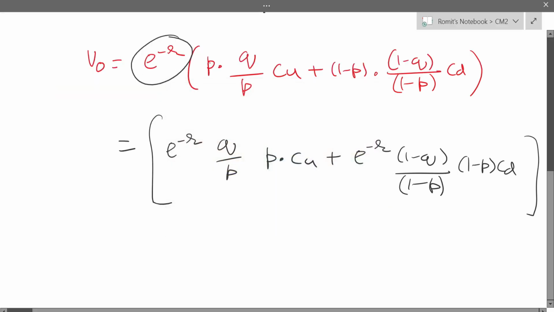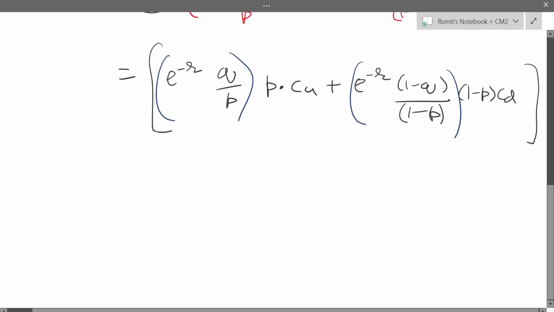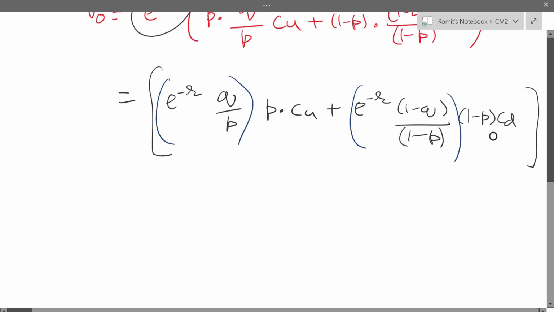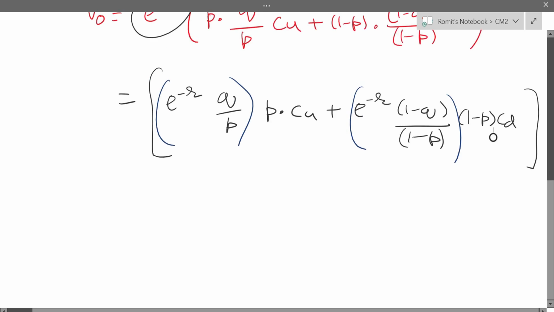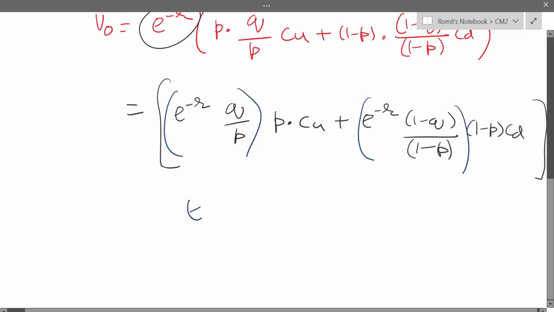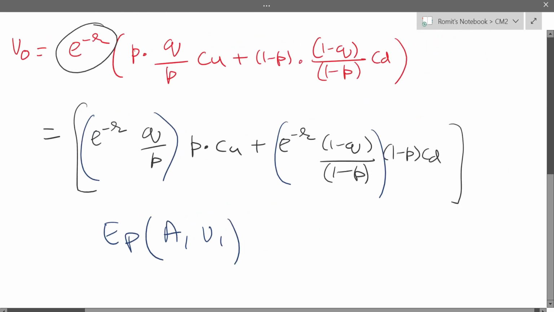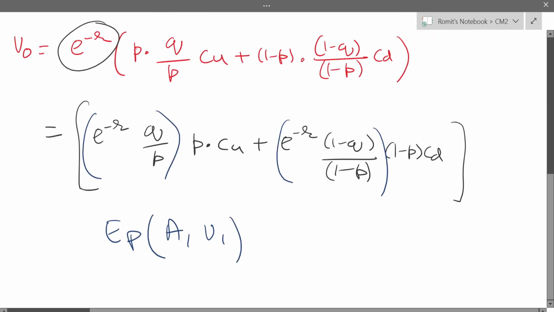State price deflator is this term and this term. Okay, so this is what the state price deflator is. To put it in perspective, this whole thing can be written, since you have the real world probabilities here, as a real world expectation of the state price deflator times V1. Okay, so V1 takes a value Cu or Cd in respective cases, and I am multiplying it with this p and 1 minus p in respective cases.